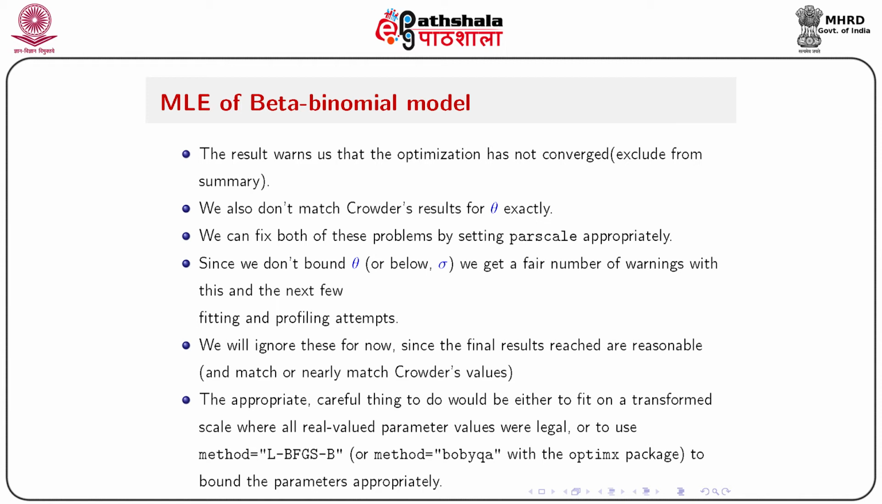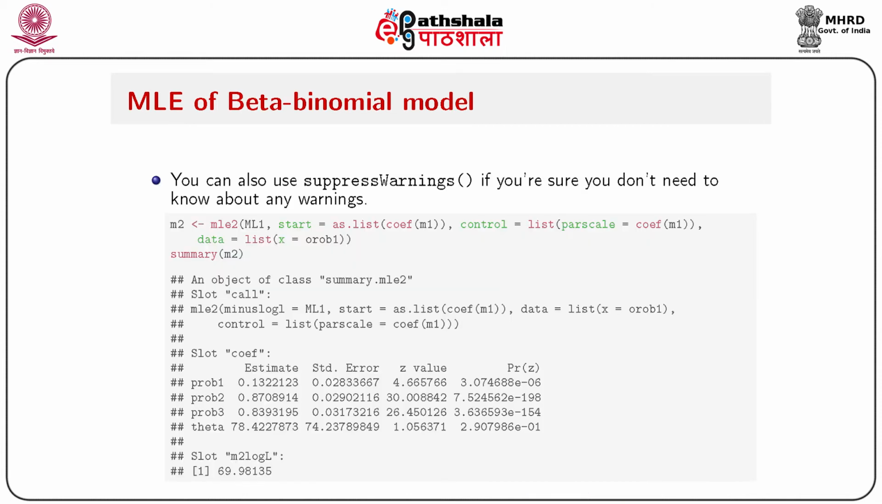The appropriate careful thing to do would be either to fit on a transformed scale where all real-valued parameters were legal, or to use method L-BFGS-B or method bobyqa with the optimx package to bound the parameters appropriately. You can use suppressWarnings if you are sure you don't need to know about any warnings.